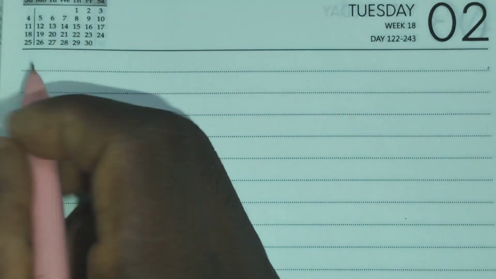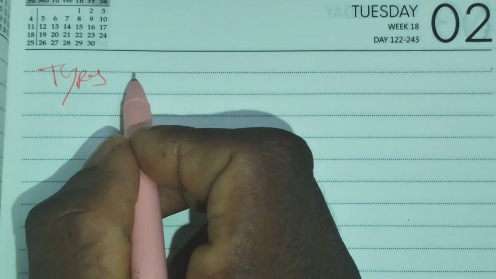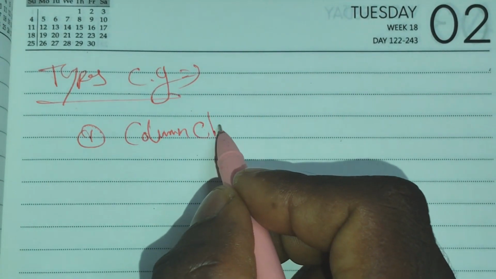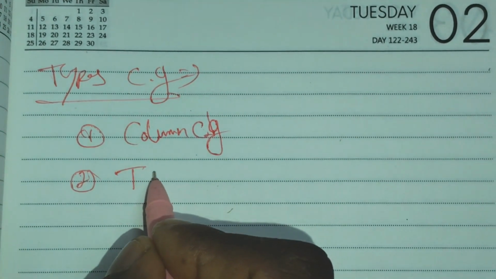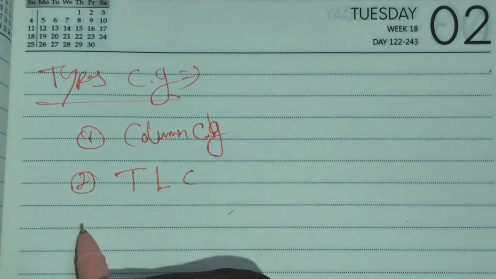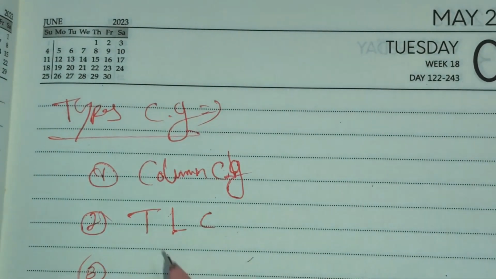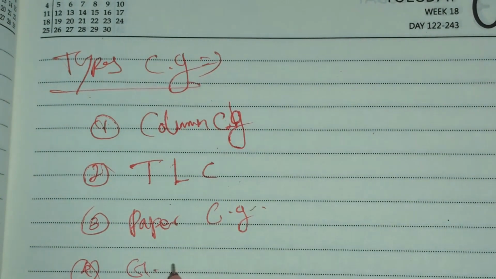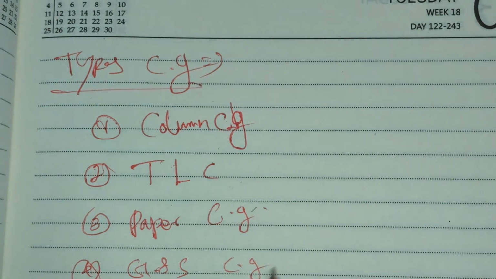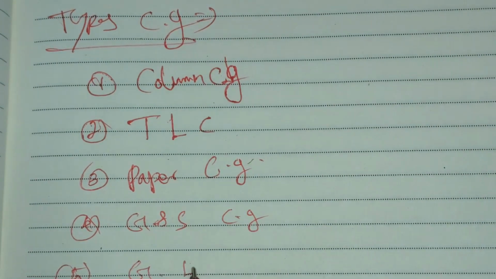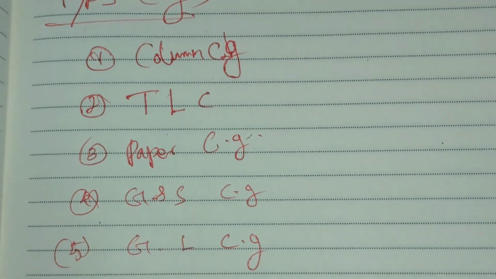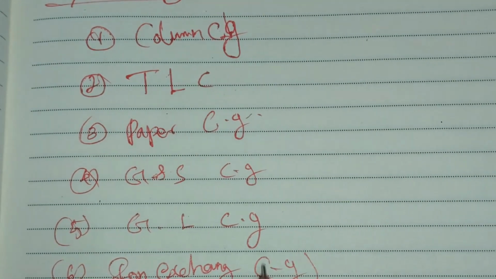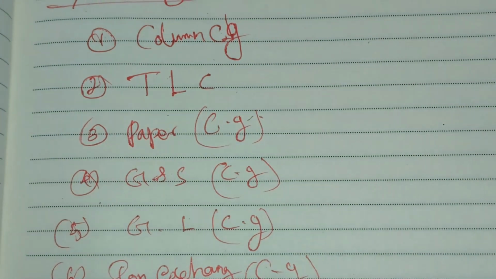Now the types of chromatography. The first is column chromatography, the second is thin layer chromatography, that is TLC, the third is paper chromatography, the fourth is gas solid chromatography, the fifth is gas liquid chromatography, and the sixth is ion exchange chromatography. These are all the types presented in the chromatography topic.